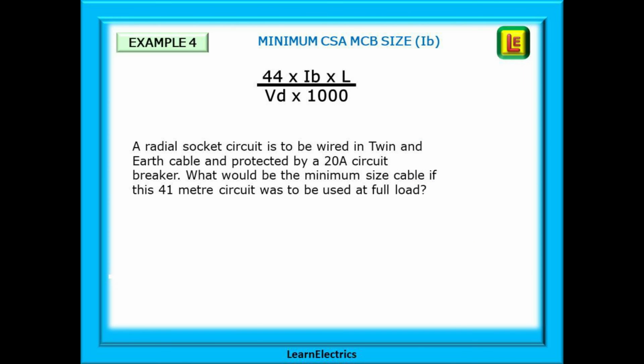Example 4 returns to a previous question. Our 20 amp socket circuit in 2.5mm cable showed a voltage drop in excess of 11.5 volts. So just what size cable should it be to meet requirements? Here is the question. A radial socket circuit is to be wired in twin and earth cable and protected by a 20 amp circuit breaker. What would be the minimum size cable chosen if this 41 meter circuit was to be used at full load? Again, pause the video and find your answer.